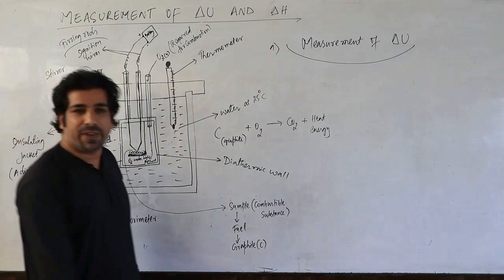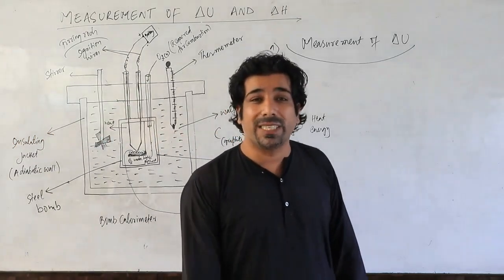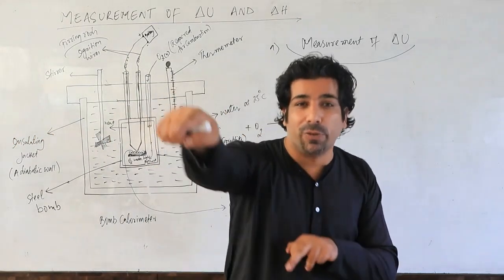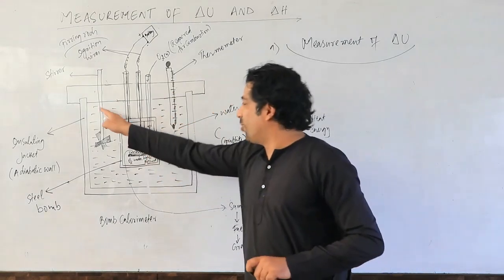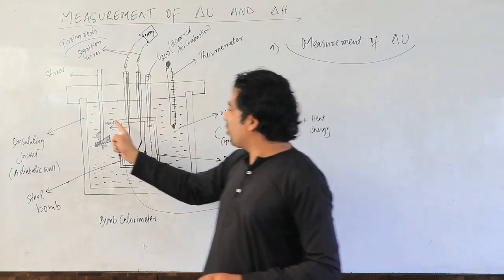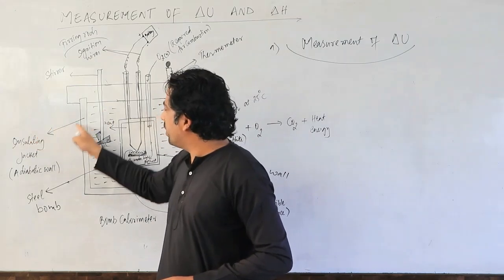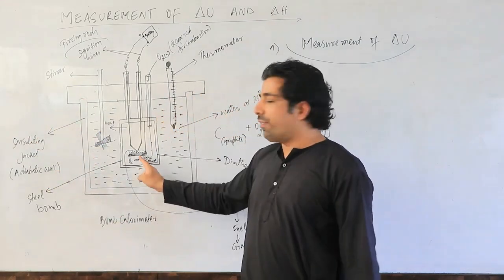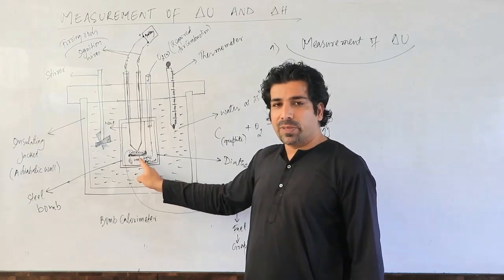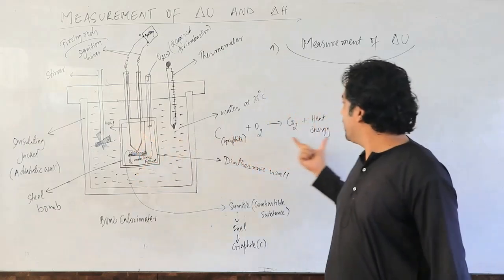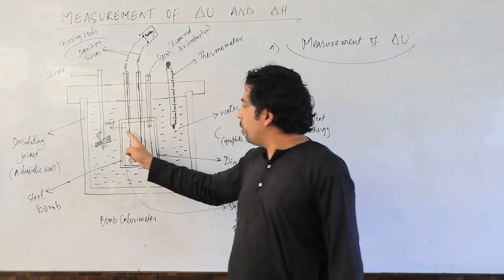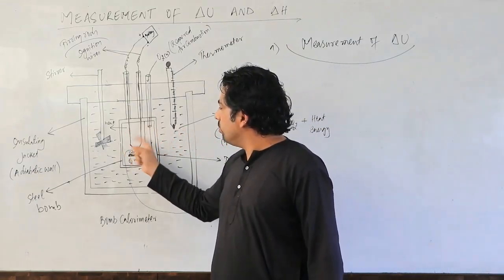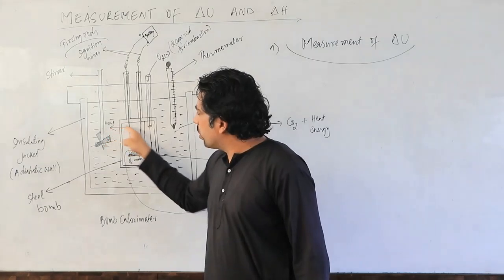So now, my dear friends, the heat is flowing from the steel bomb into the water. And this is the water right out here. Now heat cannot flow from water to outside because these walls are adiabatic. So graphite is burning here in presence of oxygen. It produces heat energy. That heat goes from the steel bomb into the water.